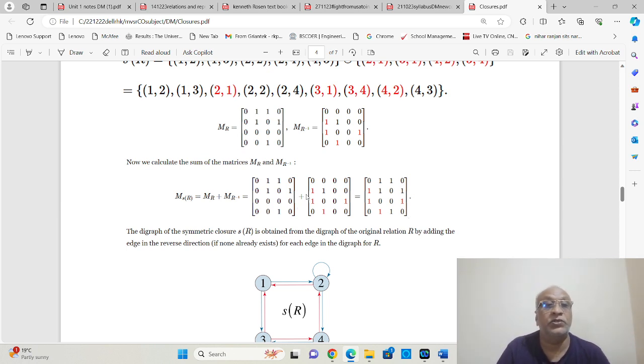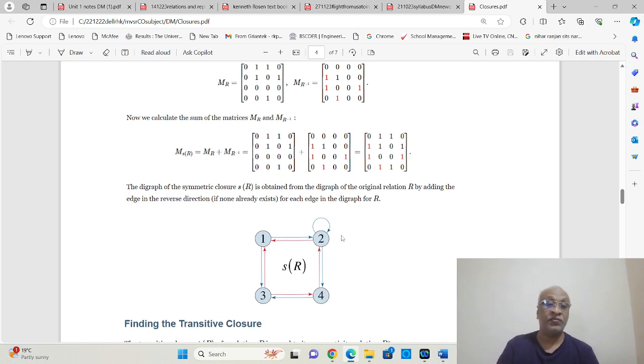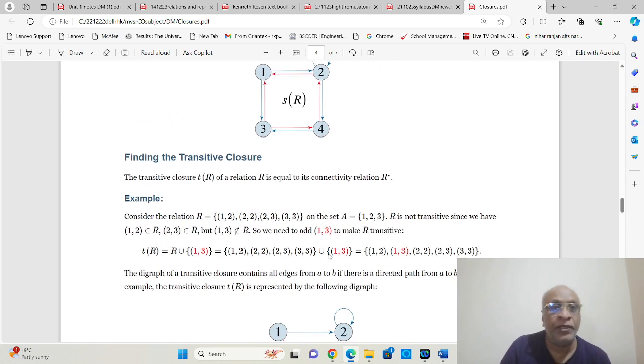So I can draw the digraph for symmetric closure by adding the edge in the reverse direction. See here, there was an edge from 1 to 2, but the missing edge (2,1) is added. There was an edge from 1 to 3, the missing edge (3,1) is added. There was an edge from 4 to 3, the missing edge (3,4) is added. There was an edge from 2 to 4, the missing edge 4 to 2 is added. So that was all about symmetric closure.